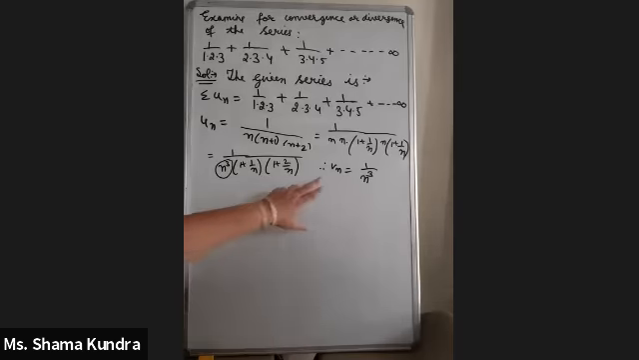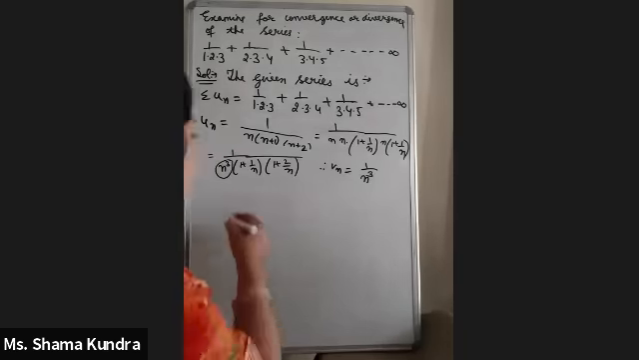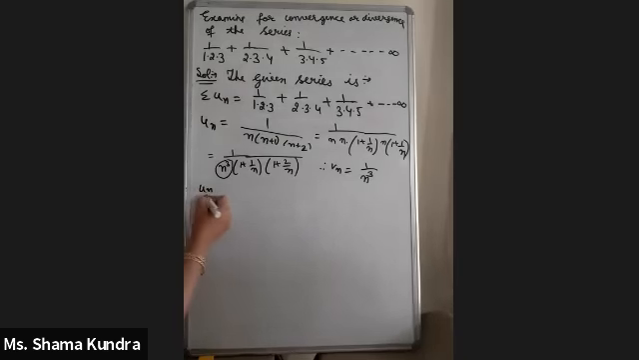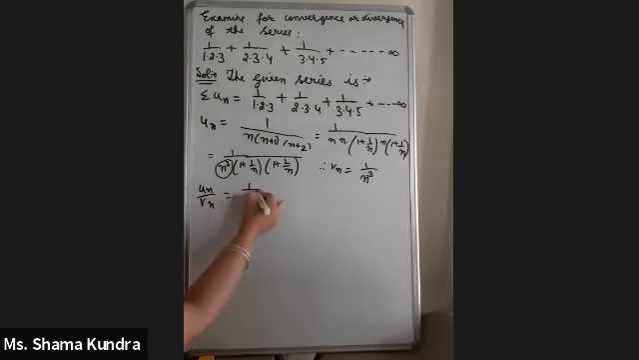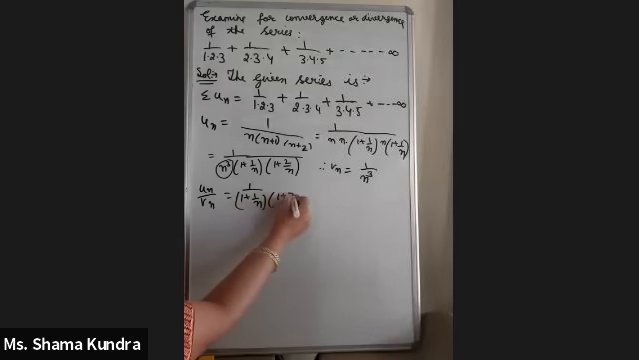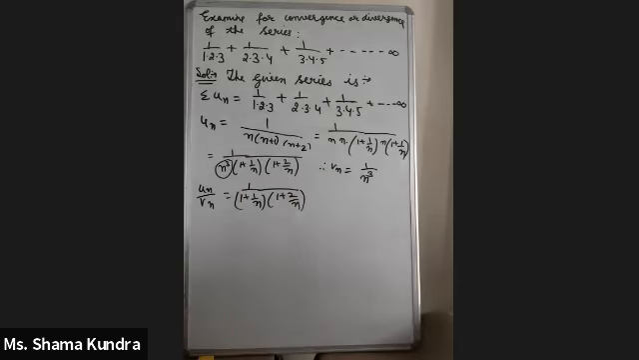Next step, after finding un and vn, is to find un over vn. It will become 1 over 1 plus 1 by n into 1 plus 2 by n, because n cube will get cancelled out. What is the next step? Next step is to take the limit n tends to infinity.